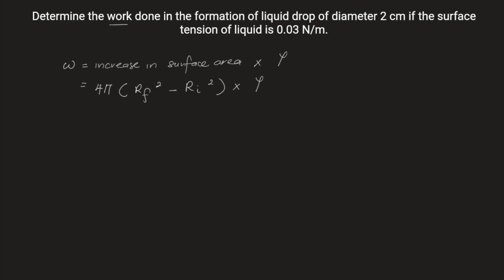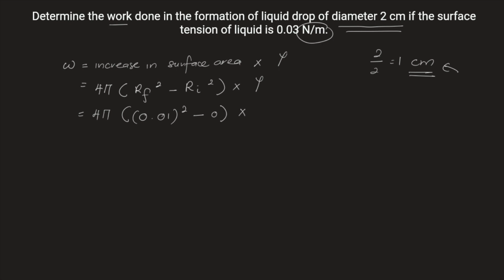Okay, so this is rather straightforward. You just need to write 4 pi. The diameter is 2 centimeters, so when you want to find your radius, 2 divided by 2 is equivalent to 1 centimeter. But when you look at your surface tension, it's Newton per meter, so you need to convert the centimeter into meter beforehand. Because this is 1 centimeter, it's equivalent to 0.01 square minus the initial radius. It's not given in the question, so we assume that initially there's no liquid drop being formed, so the radius should be equivalent to 0.